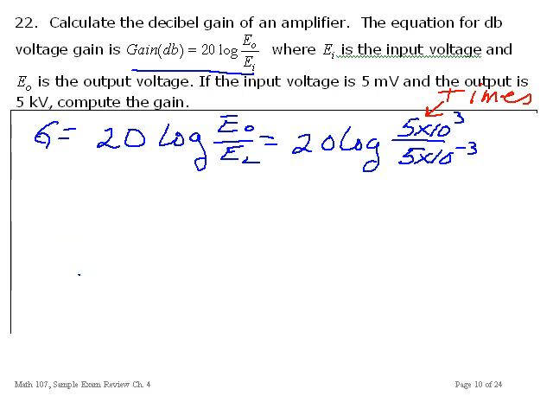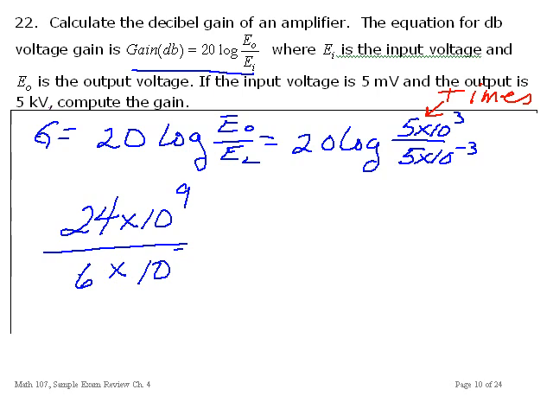See, I had 24 times 10 to the 9th divided by 6 times 10 cubed. Okay? In this case, again, these x's that appear here are times signs. They mean multiply. It's not a variable. So you have constants out in front which can be divided. I get a 4.